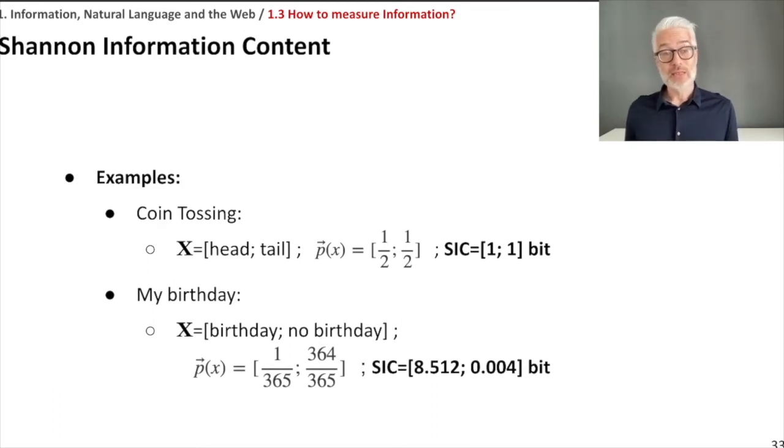This is completely different if you look at, for example, the event my birthday. Of course, only on one day during the year, and this is not a leap year, I will have a birthday. So the likelihood that on any given day it's my birthday is rather low. On the other hand, the likelihood that on any given day it's not my birthday is rather high. And likewise, you see that my birthday can be encoded here with 8.512 bits, while not my birthday, of course, has much lower information content because it's much more likely to take place. So this would be the Shannon information content of the event, it's my birthday or not my birthday.